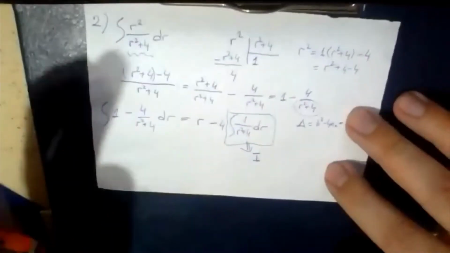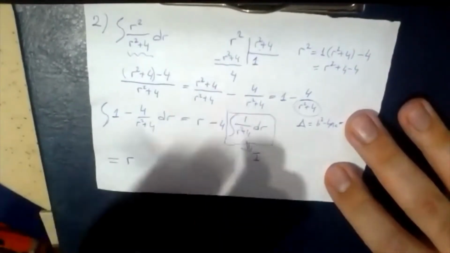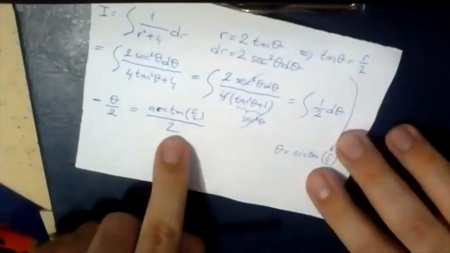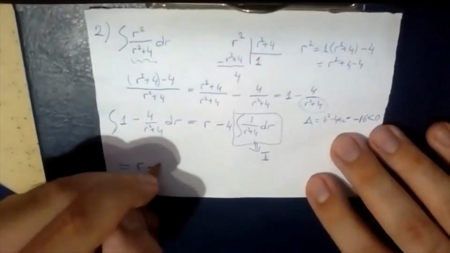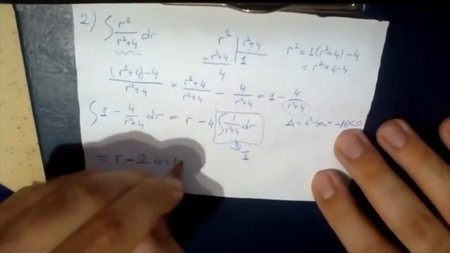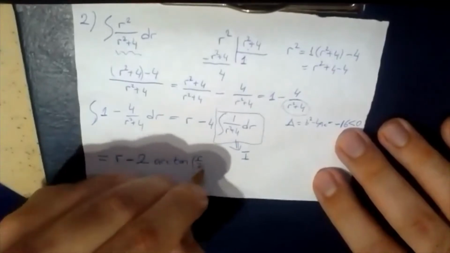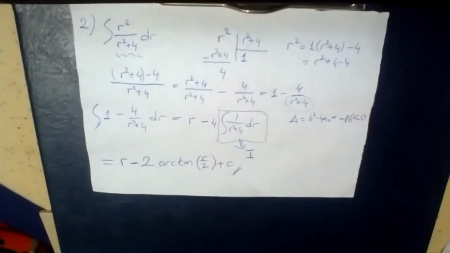Now we plug this result in here. So the answer will be r minus 4 times this. Minus 4 times something over 2 will be minus 2 times that thing. So r minus 2 times arctan r over 2 plus constant c will be the answer.